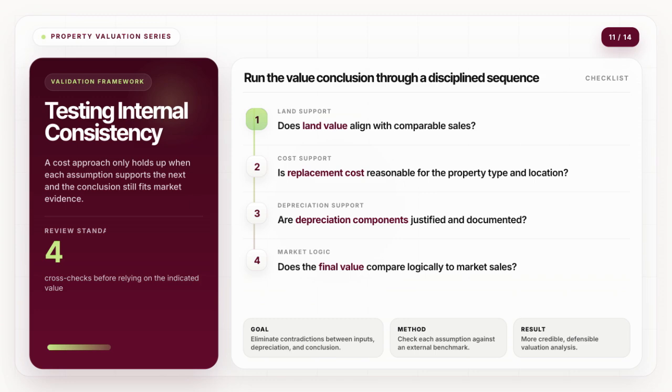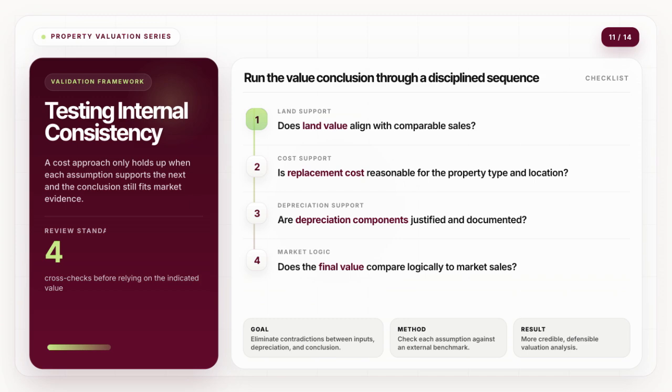The goal here is straightforward: to verify each assumption against external benchmarks, which strengthens the credibility and defensibility of the valuation analysis. Specifically, we examine 4 critical areas. First, land support, making sure the land value aligns with comparable sales.